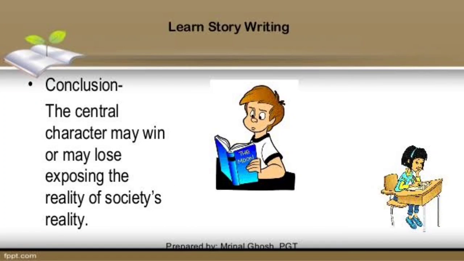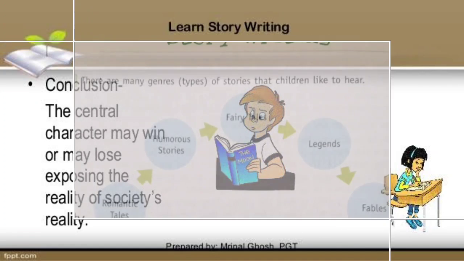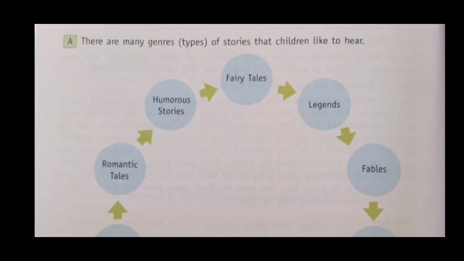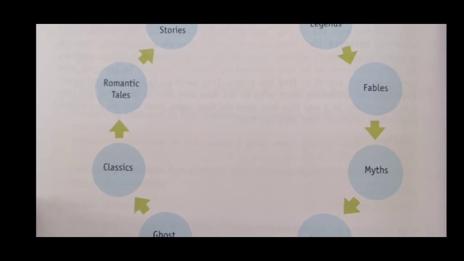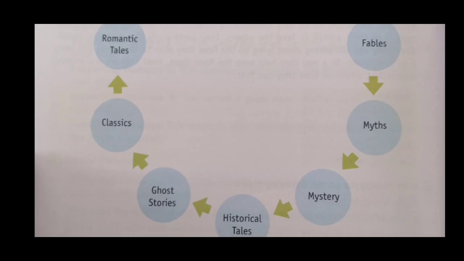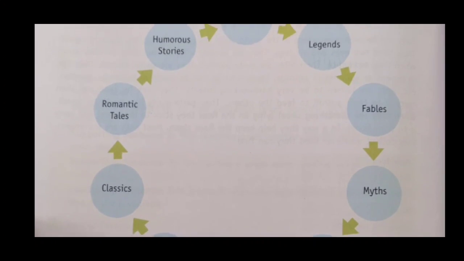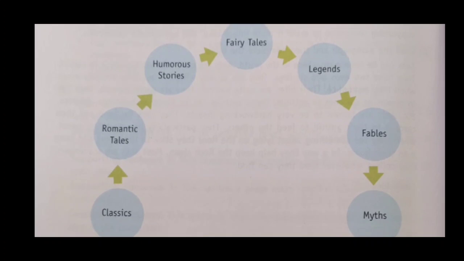Conclusion: the central character may win or may lose, exposing the reality of society. Story writing has many genres, types of stories that children like to hear. First one is fairy tales, then legends, fables, myths, mystery, historical tales, ghost stories, classics, romantic tales, humorous stories, etc. So these are the genres, that is types of stories, children.